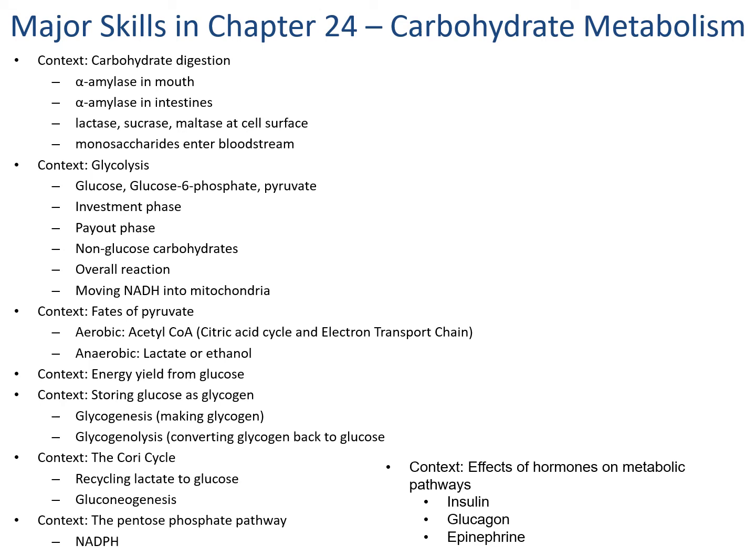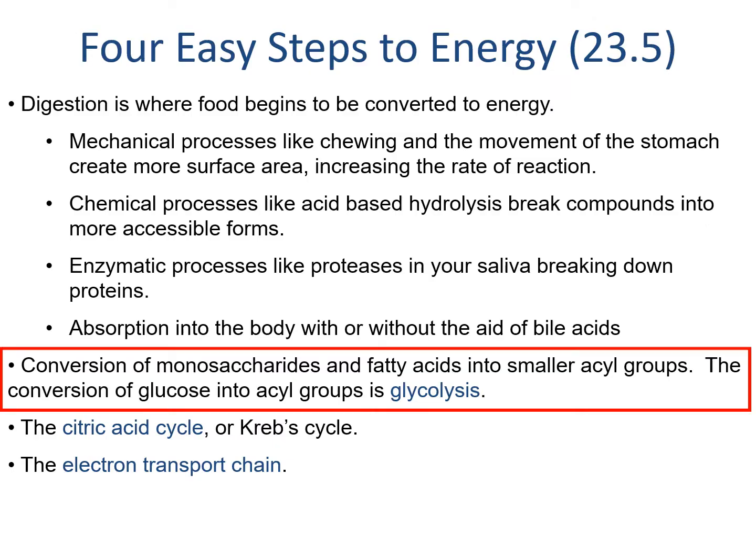In Chapter 23, we talked about how acetyl-CoA formed from each of our major biomolecules is metabolized for energy in the citric acid cycle and the electron transport chain. In this chapter, we talk about how carbs enter the body, get converted to acetyl-CoA, are used for anaerobic energy, and are stored for later. We'll also talk about the role of hormones on directing metabolic pathways.